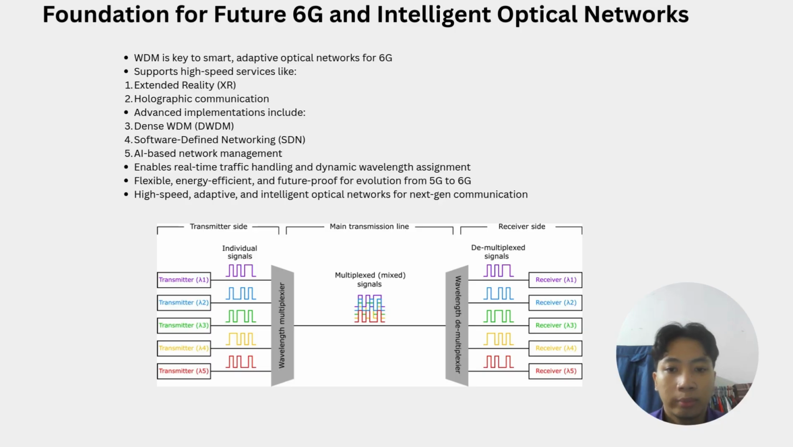In AI-based network management, it enables real-time traffic handling and dynamic wavelength assignment. It's also flexible, energy efficient, and future-proof for evolution from 5G to 6G. It provides a high-speed, adaptive, and intelligent optical network for next-generation communication, as in the figure below.